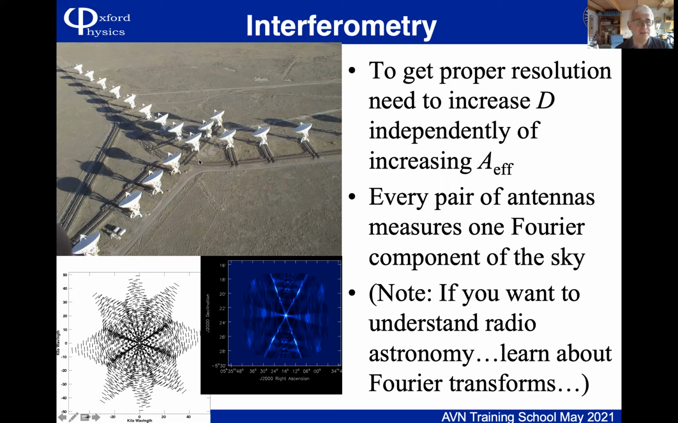So this is the Very Large Array in a fairly compact configuration. Here you can see you've now got relatively small antennas compared to the overall size. If you take the spacing between every pair of those antennas and plot it, you get a picture like this. This shows you all the different spacings and orientations that you get from that array. Every one of those spacings essentially gives you one component of the Fourier transform of the sky. You can then take the information from each of those baselines and invert it to produce an image.